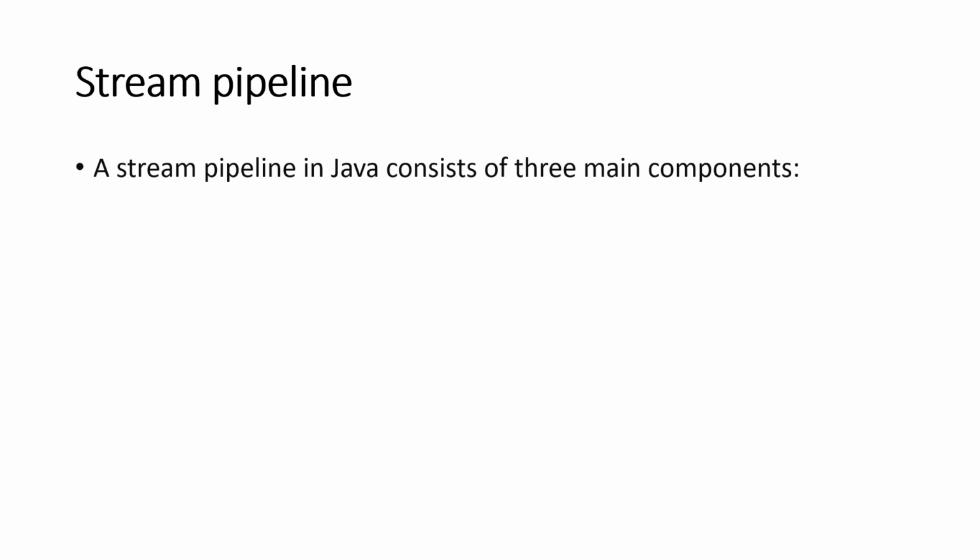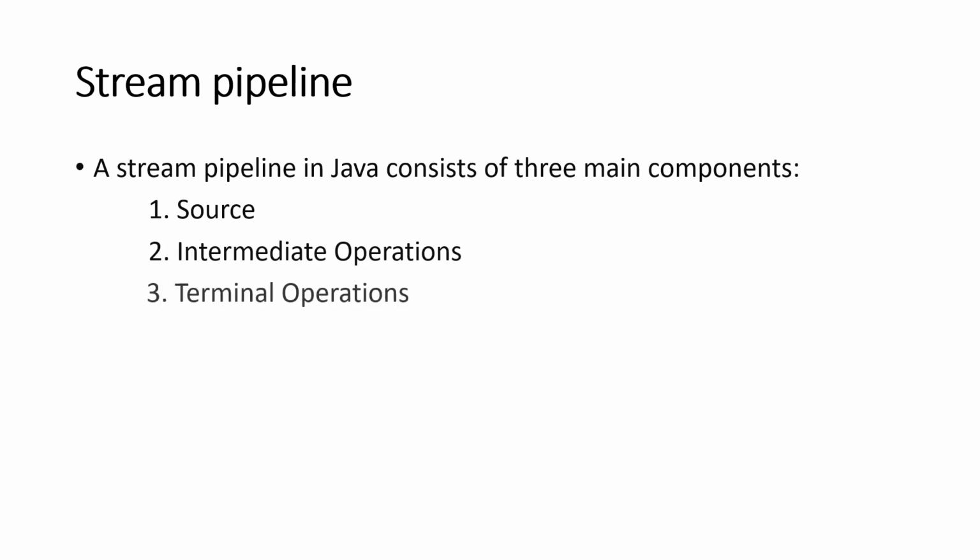Normally we will chain all the methods, so the chaining is nothing but a pipeline. So in a stream pipeline, how it looks and how it works, we will see. A stream pipeline in Java consists of three main components. So what are those components? One is source, second one is intermediate operations, and third one is terminal operations. So why we are calling them intermediate operations, terminal operations, source, we will see.